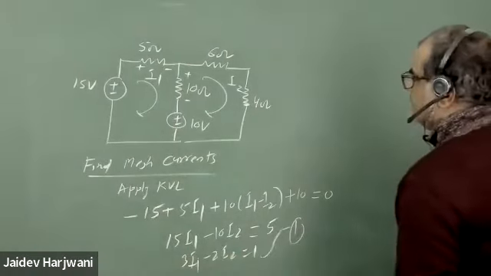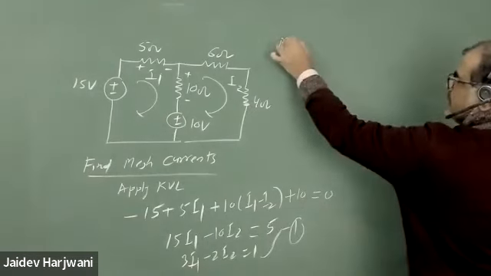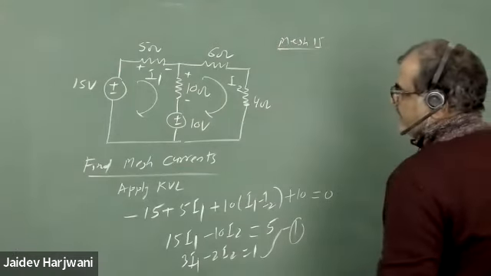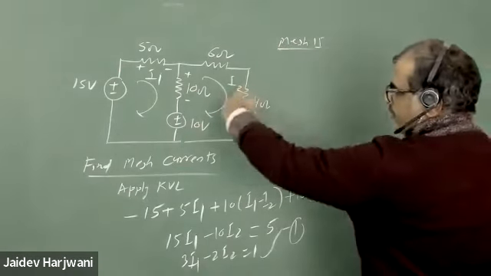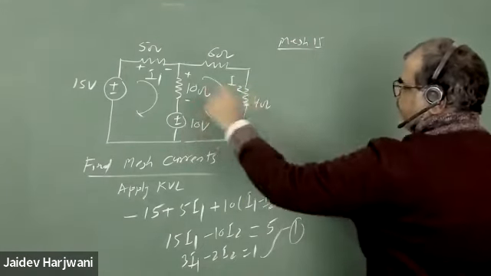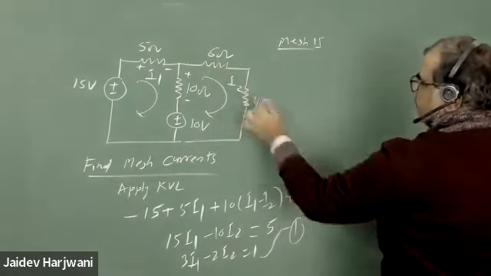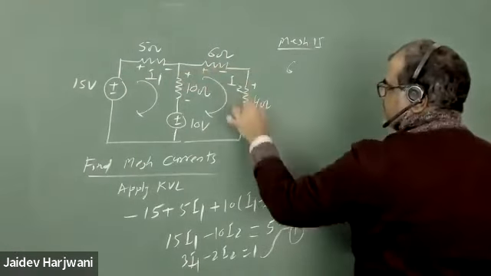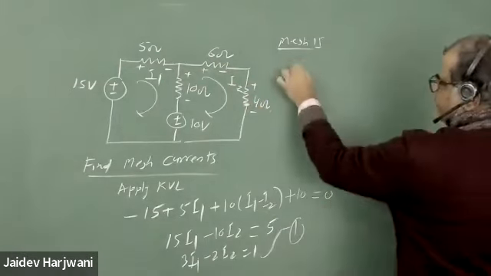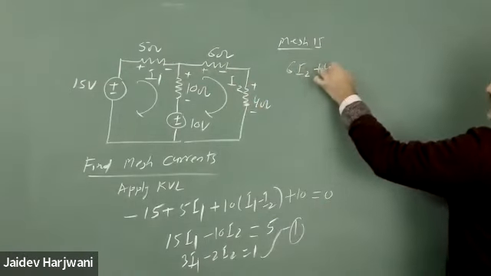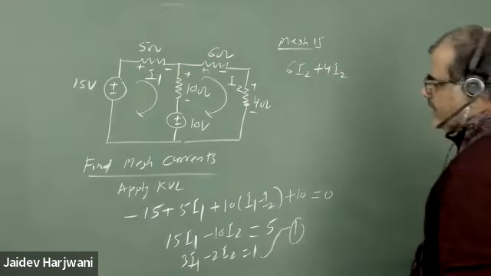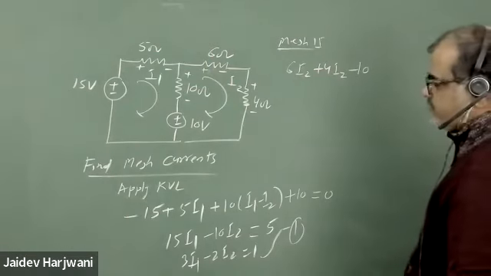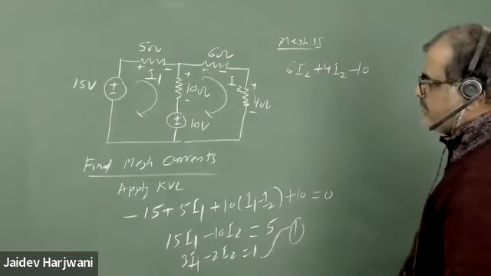Okay, and mesh 2. Now here, please carefully see. Now I am applying this on mesh 2. I can start from here, or I can start here, whatever you want. Here only I2 current is there, so I write this plus, this minus, because current is moving like this, plus minus. So 6 I2 plus 4 I2, that becomes 10 I2, minus 10 volt. Now what should I write? Minus times 10 I1 minus I2.